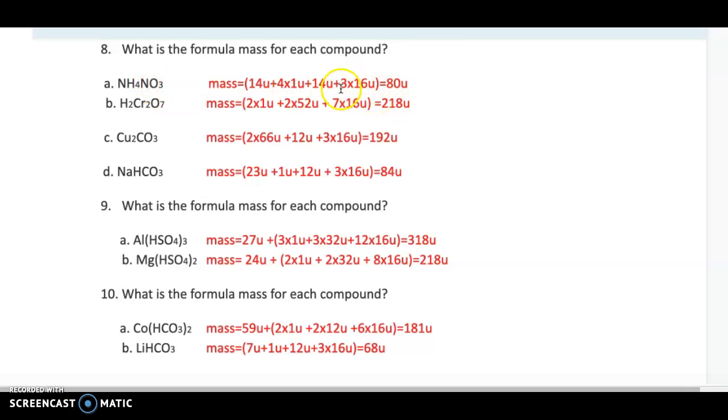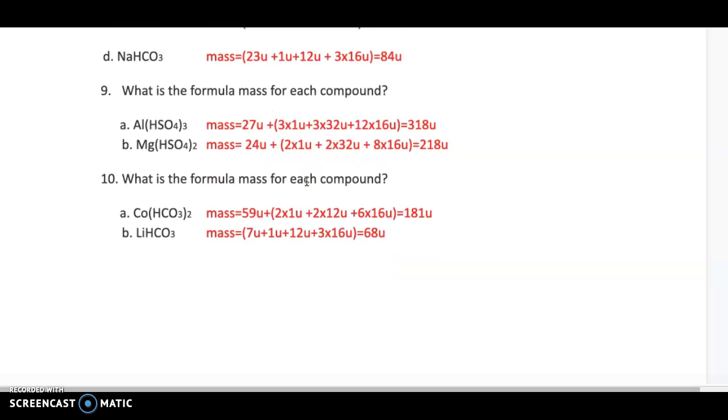Okay? Make sure to multiply first, right? Multiplication is first, and then you add them up all together. Or you can write like this, 14 plus 1, 1, 1, 1, plus 14, plus 16, 16, 16. Okay, you can write up 16 3 times.